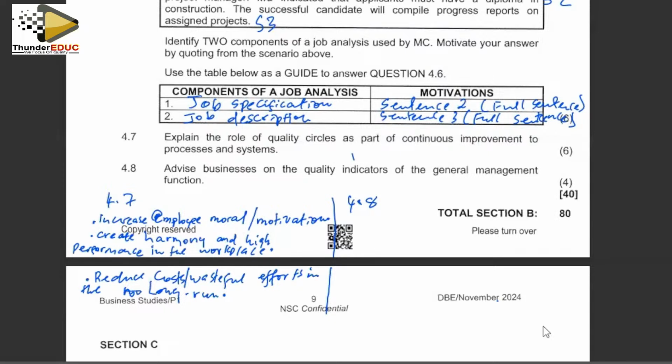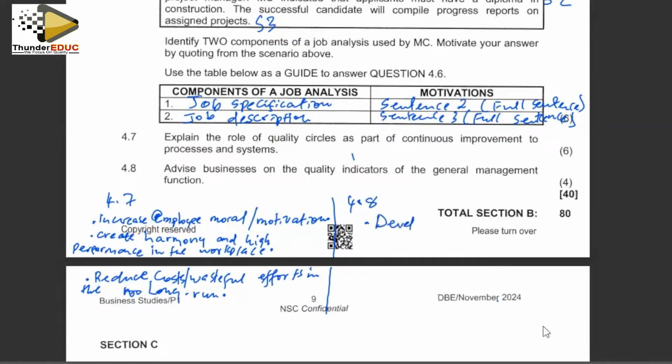Okay, right. So now let's move on to question 4.8, grade 12. Advise businesses on the quality indicators of the general management. So now we are saying that one of the quality indicators of the general management function is to develop or implement or monitor effective strategy or strategic plans. Also set direction and establish priorities for their businesses.